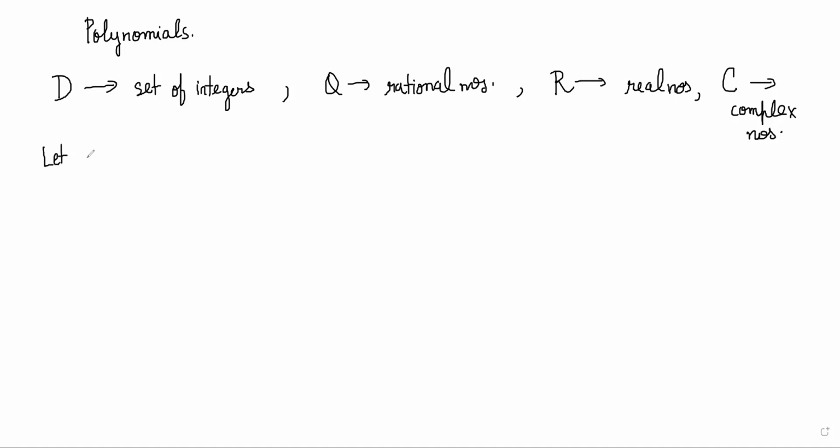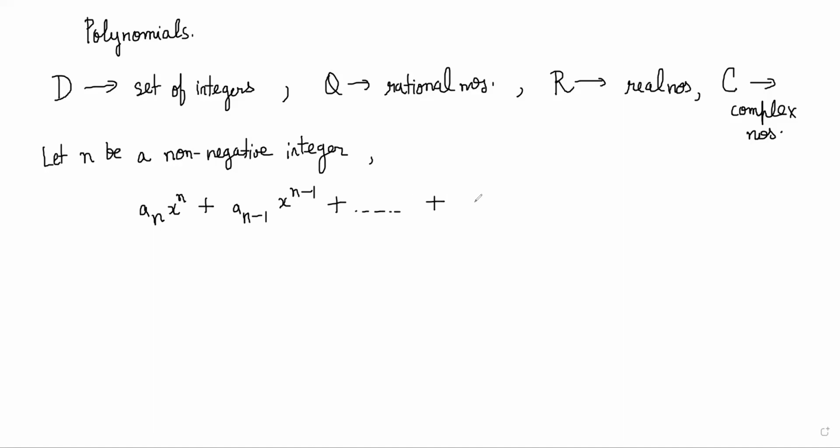Let n be a non-negative integer. Then the expression a_n x to the power n plus a_(n-1) x to the power n minus 1 and so on, you get lower and lower powers till a_1 x plus a_0, is called a univariate polynomial. Here all the a_i belong to the set of integers. Each of the coefficients belongs to the set of integers and i goes from 0 to n.